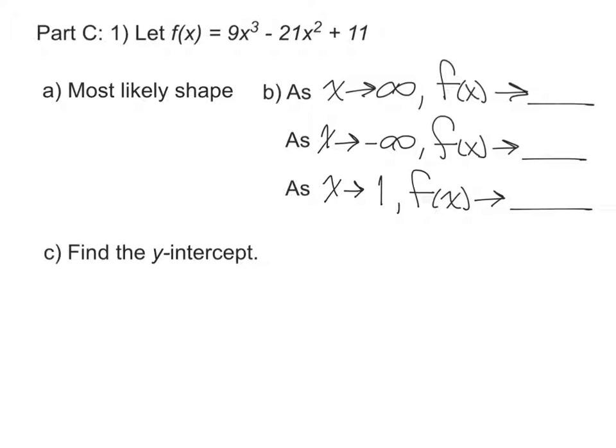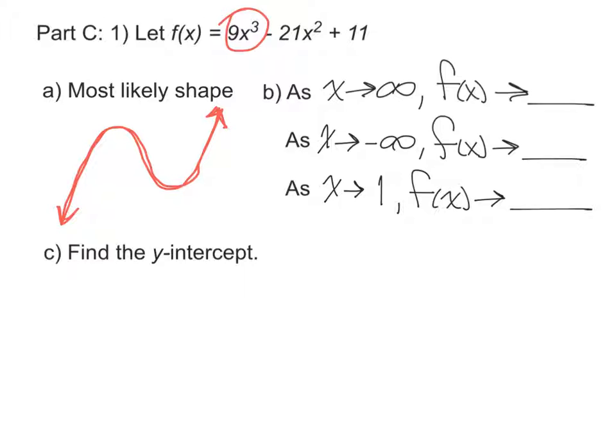If we know that f of x is 9x cubed minus 21x squared plus 11, we can determine the most likely shape by looking at this leading term. Since the leading coefficient 9 is positive, it's going to go up on the right hand side. Because the degree is 3, it's going to have at most 2 turns: 1, 2. Overall then, this is going to be the most likely shape of the graph.